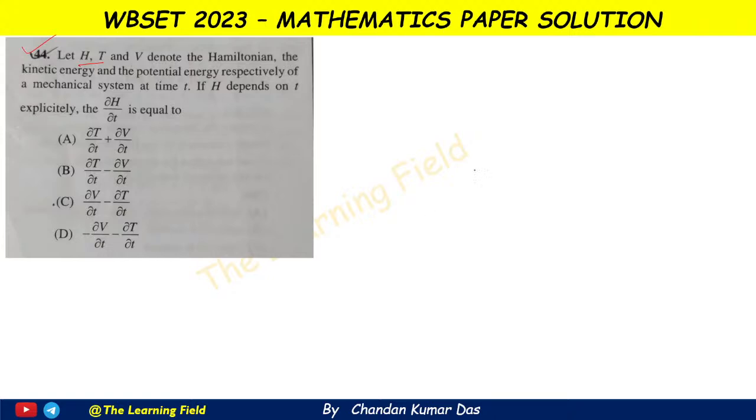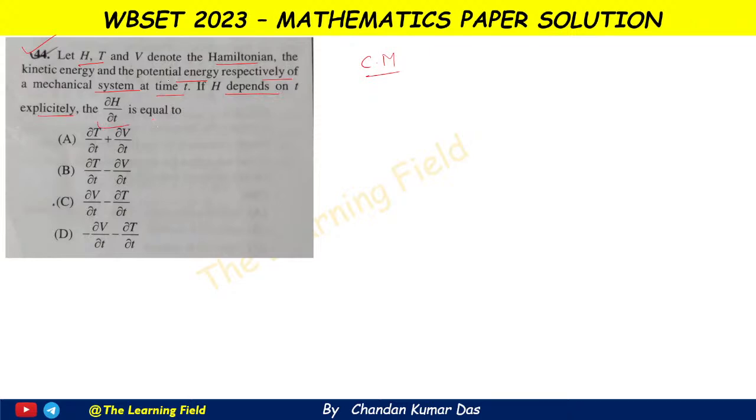So let's start to solve the first question of today's session. The first question is from classical mechanics. The question says: let H, T and V denote the Hamiltonian, the kinetic energy and the potential energy respectively of a mechanical system at time t. If H depends on t explicitly, then the value of del H del t is equal to?